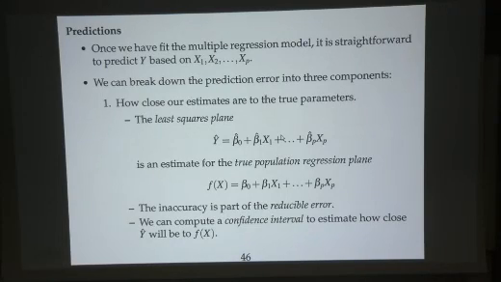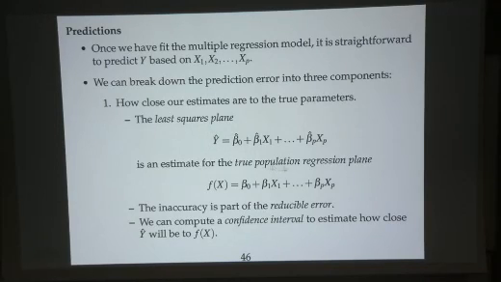Once we fit the multiple regression model, it is straightforward to predict y in terms of x1 to xp. You have your coefficients beta naught hat, beta 1 hat up to beta p hat. You just plug in your new x1 to xp and say this is your prediction. This is what we have discussed before.